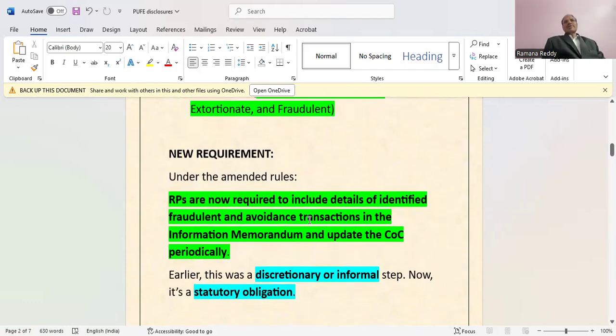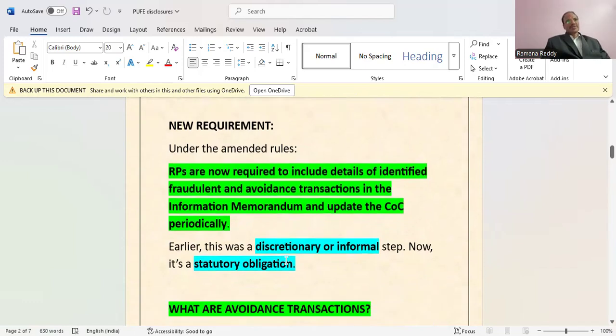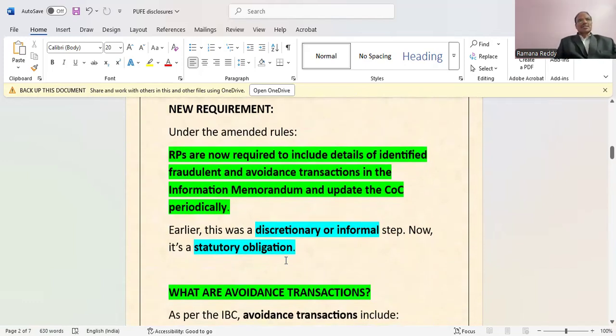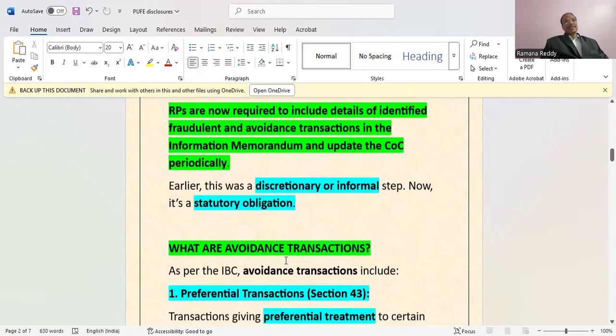So the new requirement is that RPs are now required to include details of identified fraudulent and avoidance transactions in the Information Memorandum and update the CoC periodically. Earlier, this was not mandatory, it was discretionary. So earlier it was an informal step. Now it is a statutory obligation of the RP.